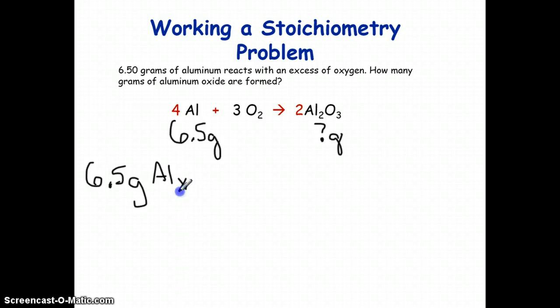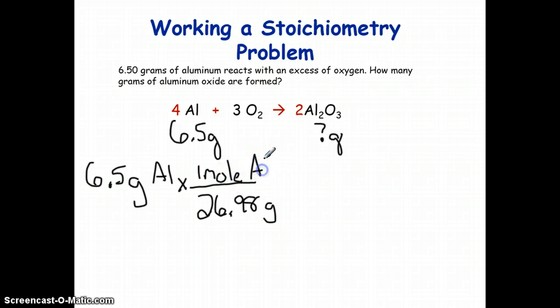All right, the first step was convert it to moles. So first thing we're going to do is convert it to moles. So we're going to use the molar mass of aluminum on the bottom. And that is equal to 1 mole of aluminum. Okay, so your grams went away here.